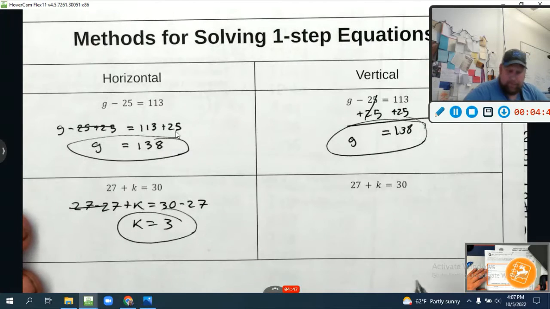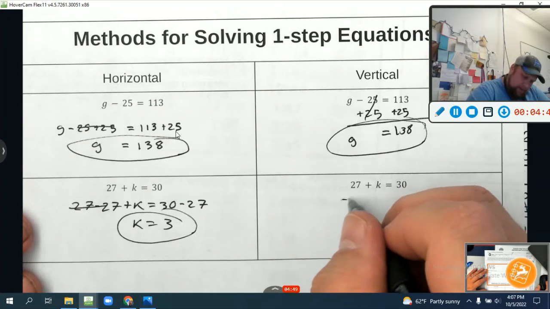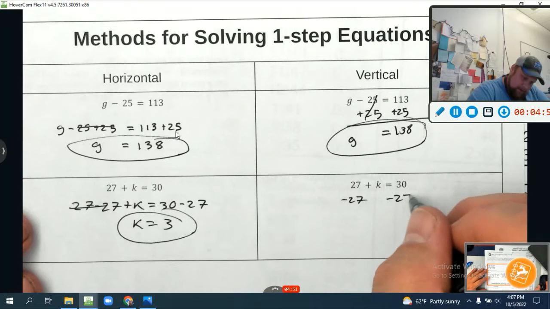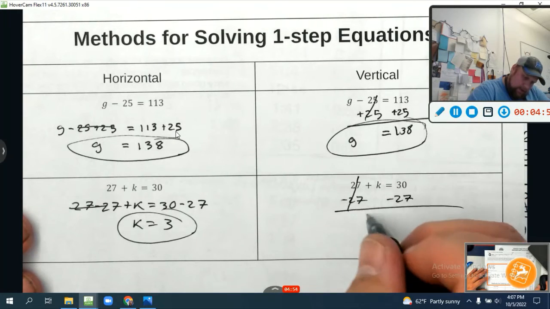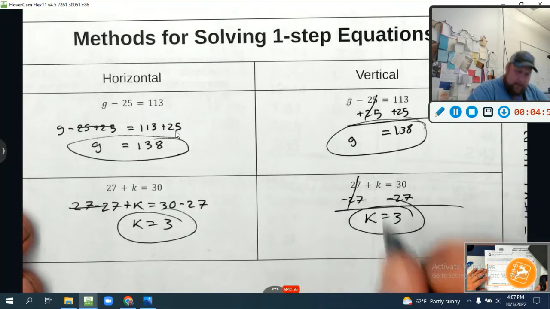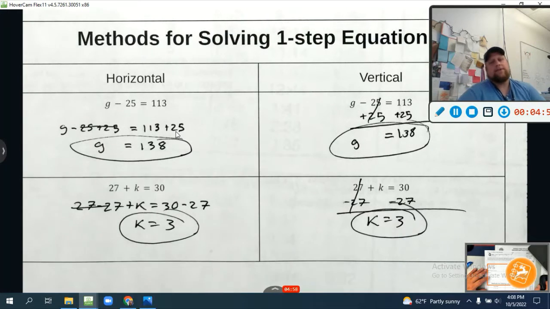Boom. Over here, same deal. Minus 27, minus 27. That's gone. K equals 3. Same. Okay? That's the difference between horizontal and vertical.